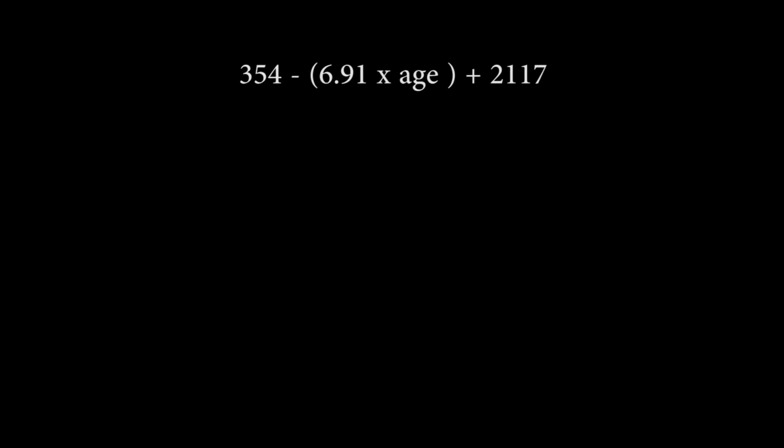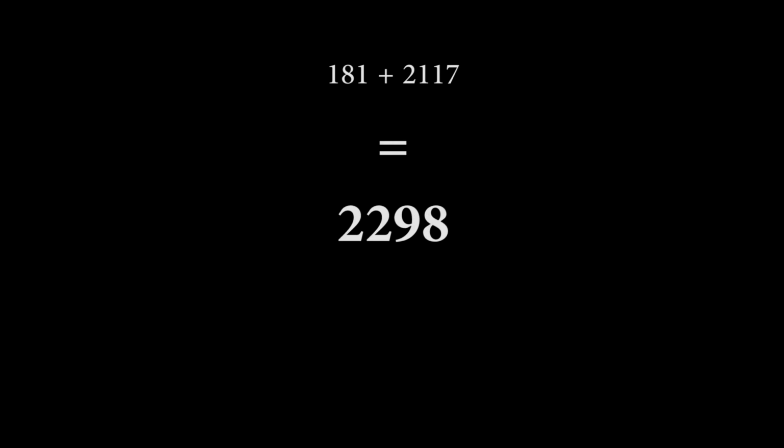6.91 times age. For the equation purposes, let's say the individual is 25 years old. So that's going to be 173. And we're going to take that away from 354, giving us 181. We're going to add that to 2,117, which is going to give us 2,298 calories this individual needs to eat per day, about 2,300. So that's it for the equation, guys. Calculating estimated energy requirements for females.